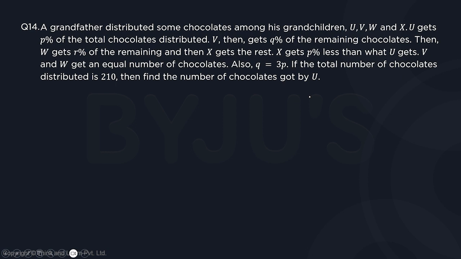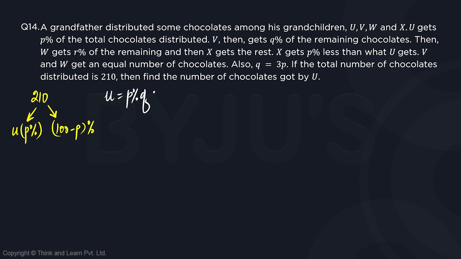Well, there are a lot of variables, and since we do not have options, we have to be very, very careful. So there are a total of 210 chocolates where U gets P percentage of 210 chocolates. And then there are going to be remaining chocolates. Remaining would be 100 minus P percentage. So from here, the first thing that we can write is that U gets P percentage of 210.